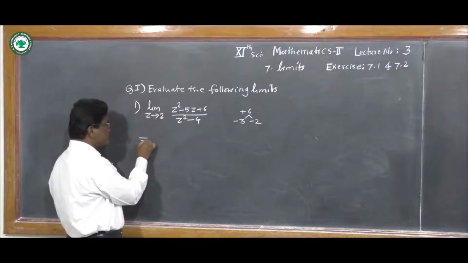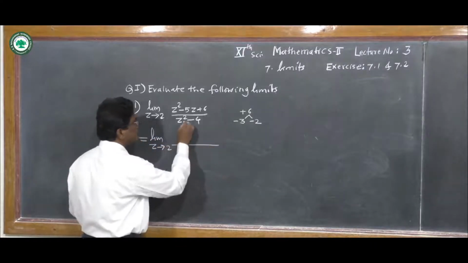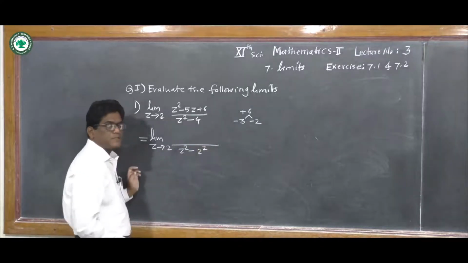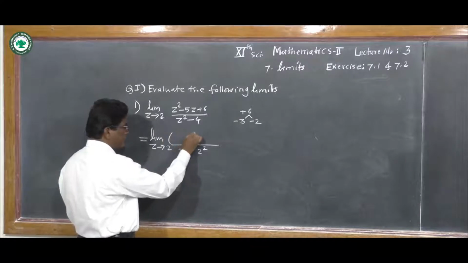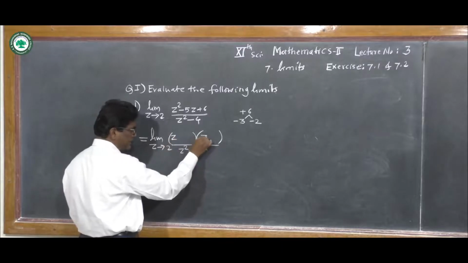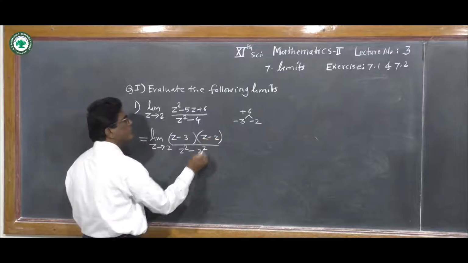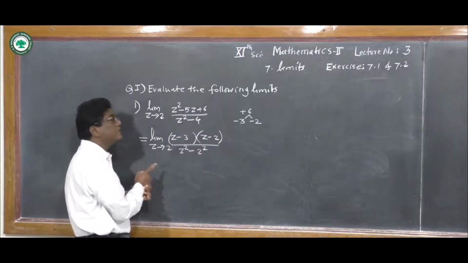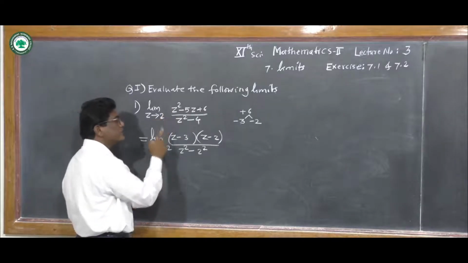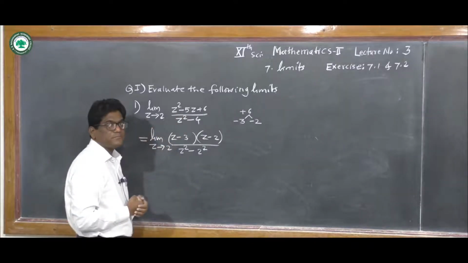So we write this as limit as z tends to 2. In the denominator we write z square minus 4, that is 2 square, and in the numerator we take the product of 2 brackets where first is z, and then minus 3 and minus 2. We write this directly when the coefficient of z square is 1, then we write direct factors. Otherwise we have to split the middle term.